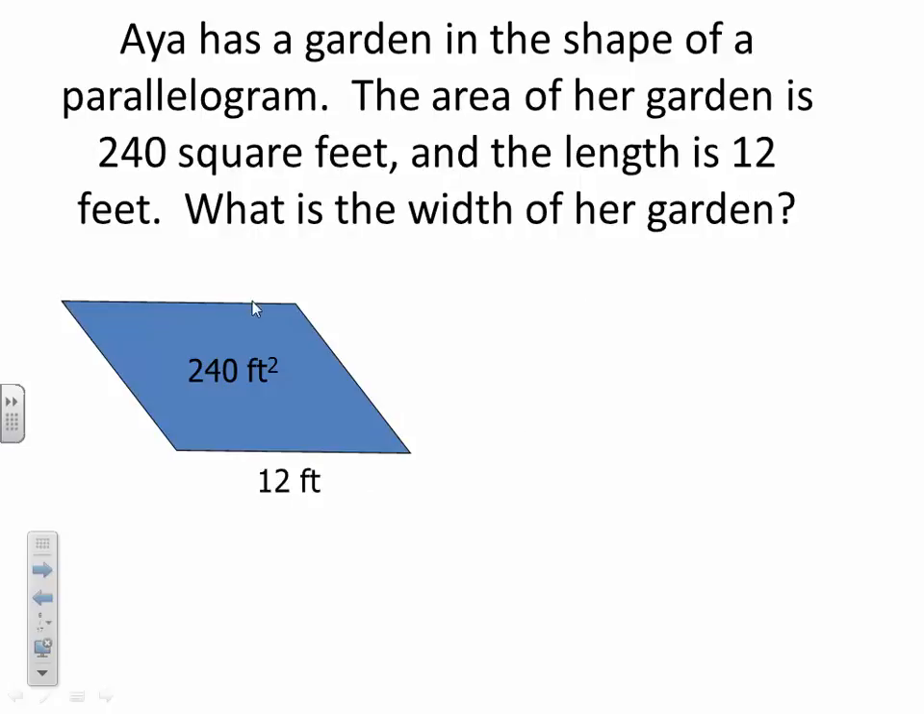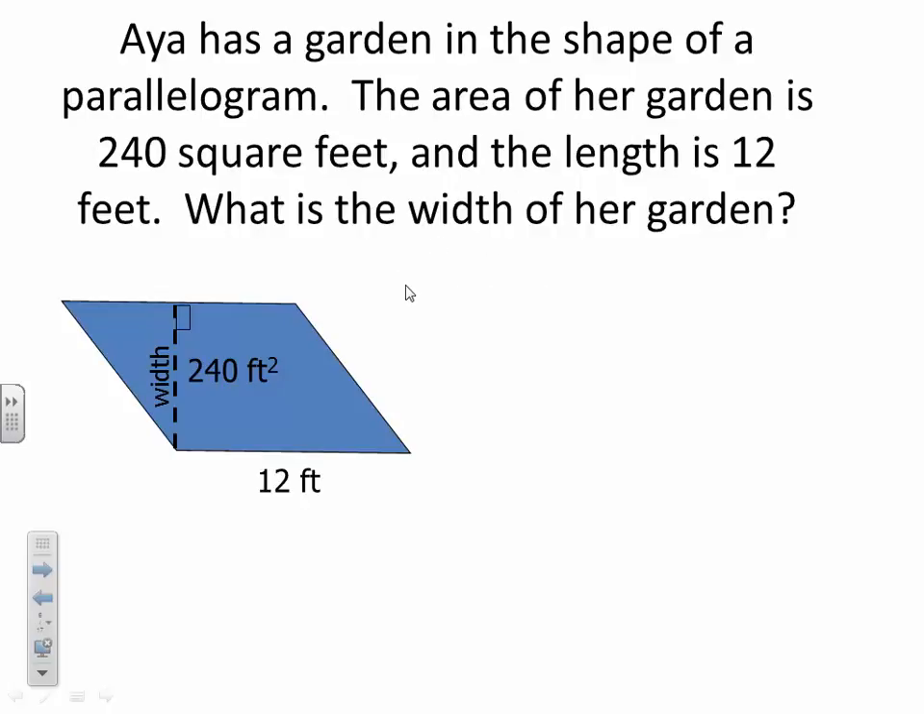Could have done this on the top. Either one is the length. That's fine. And in this case, they're asking us for width. Well, this is not the width. This is leaning, right? This is not at a 90-degree angle. This, ladies and gentlemen, is at a 90-degree angle. We called that height before. It can also be called width. It means the same thing. So the question here should be, we're not finding area, we're finding width. So how do we do that?